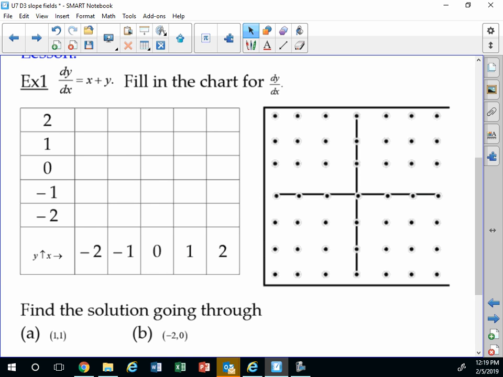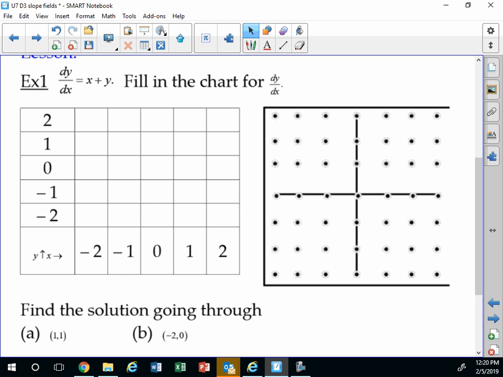I'm not going to necessarily give you the chart. It would say draw slope fields for the 9 points listed, and it'll just have 9 dots or whatever on the graph. But I'm just giving you this. We're going to fill in this chart.